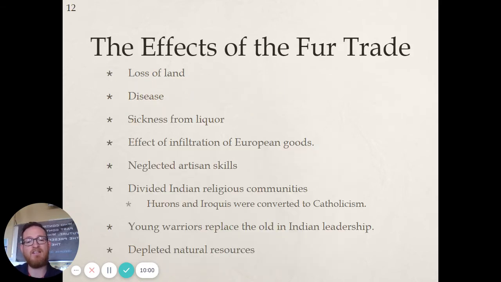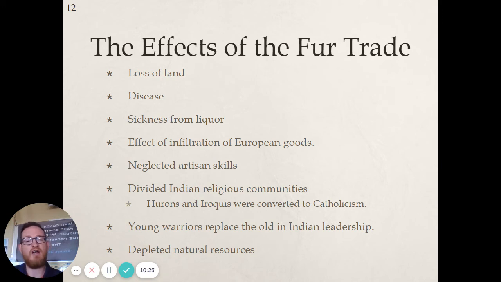So what would be the effect of the fur trade on the natives? One, they would lose land. Disease, of course, and sickness from liquor. That was something that was frequently traded with them was liquor. And even today within Native communities, you're going to see, unfortunately, there is a high level of alcoholism compared to the general population. And a lot of people trace it back to this.